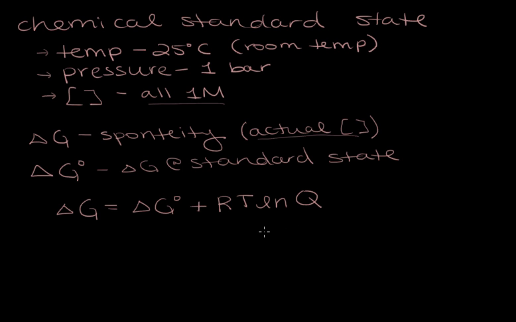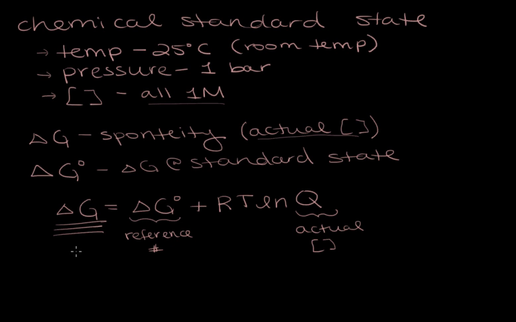Okay, so in this way, we've got this standard state, which is kind of like a reference value. So this is our reference number, and then this is related to the actual concentrations of the products and the reactants. So after we're beyond equilibrium, we can use this reference number and the actual concentrations in order to calculate delta G. So this is very, very important. This equation is very important.